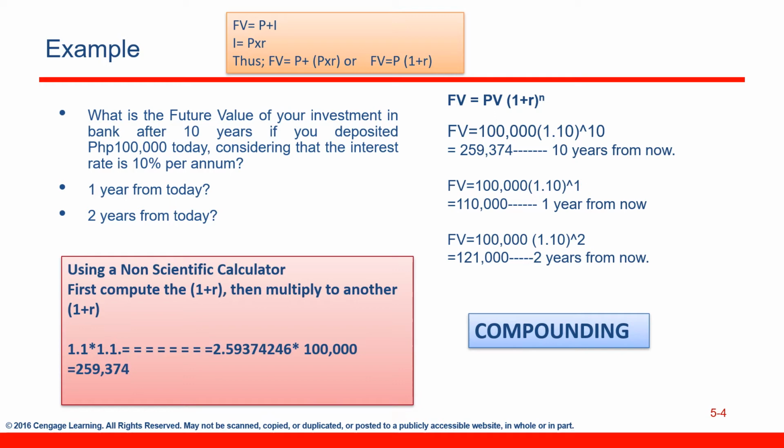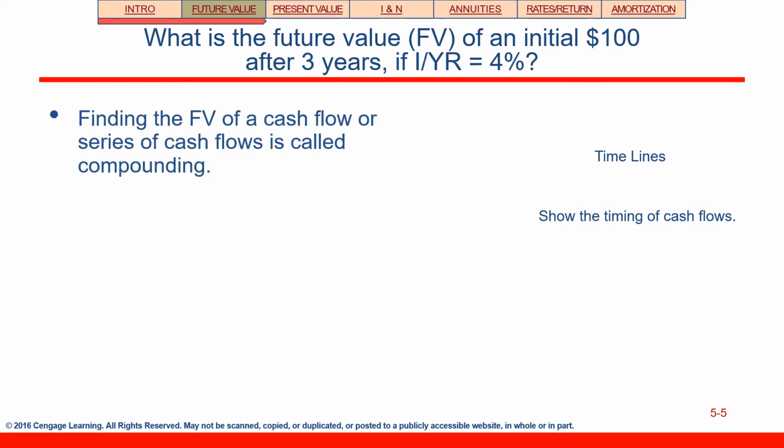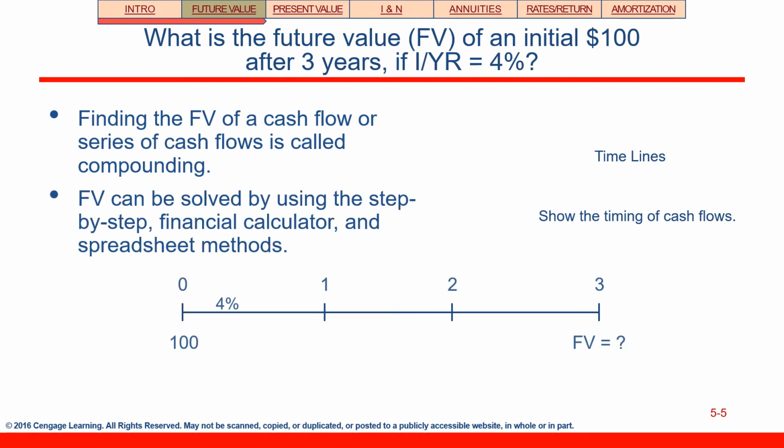You compound the interest. Okay, what is the future value of an initial $100 after 3 years if the interest per year is 4%? Okay, you may use a timeline here, to show the timing of cash flow. What is asked in the problem is finding the future value of a cash flow or series of cash flows. This is called compounding, like the bank. Okay, so let's look. Using the step-by-step, financial calculator and spreadsheet methods, we will only use the calculator method, not the spreadsheet. So let's look at it.